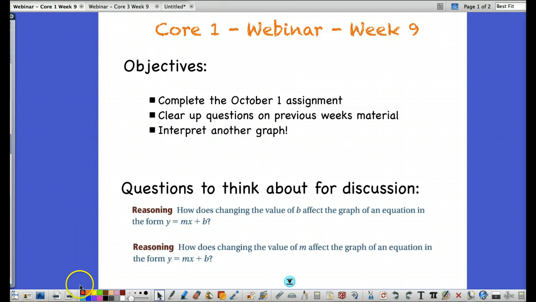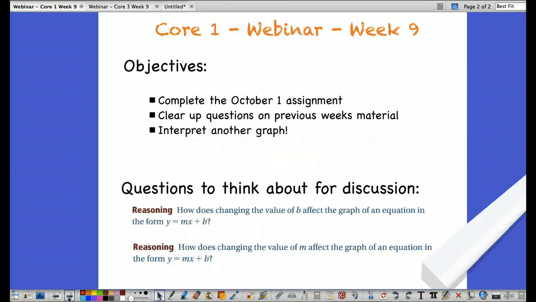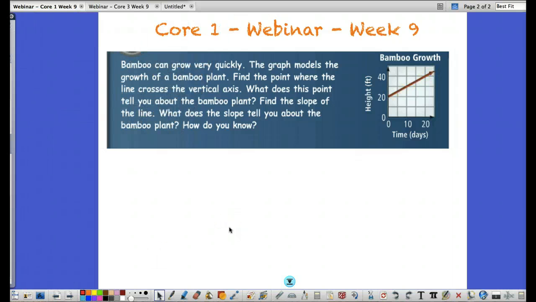Okay, so then let's actually move on. Last thing we're going to do, and then we'll do a quick review of graphing inequality since you guys all said that you were interested in that. And like I said, this is a short webinar today just because of the October 1 stuff. So we're just going to do a quick interpretation.